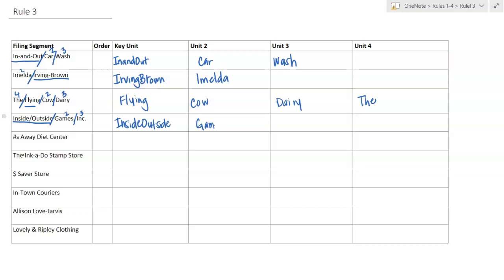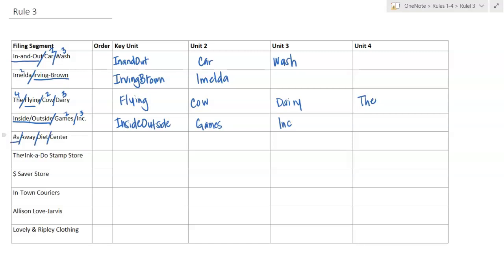Games is unit 2. Again, I'm not including the comma after games, nor am I going to include the period after ink. Okay, for the next one we have a symbol. It's really important that you read through the business name so that you write it out correctly. So it could either be pounds or it could be numbers. If you read it, we have the number sign away diet center. Numbers away diet center doesn't make sense, but pounds away diet center does. So this sign or symbol is a pound sign.